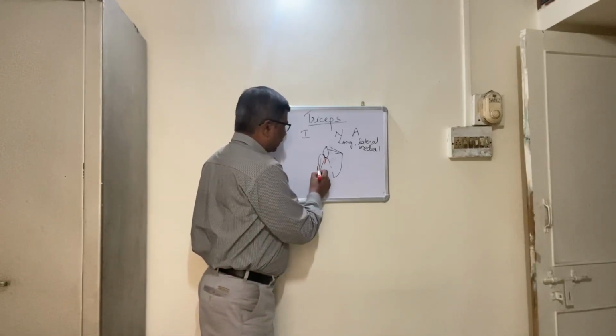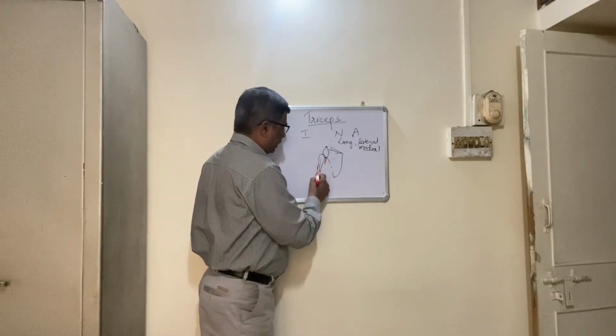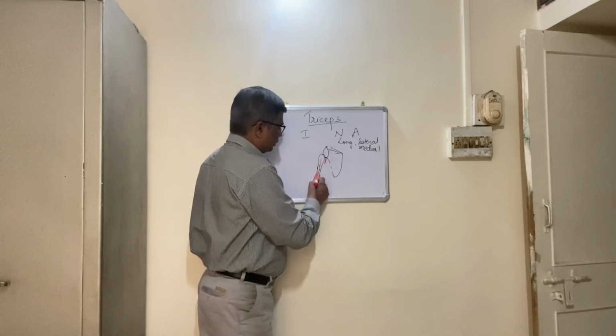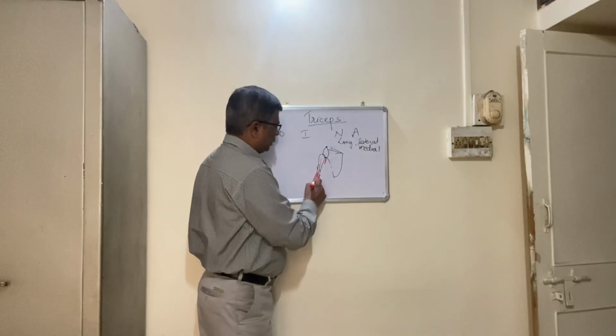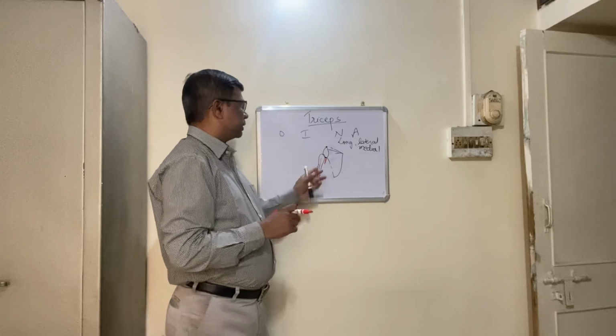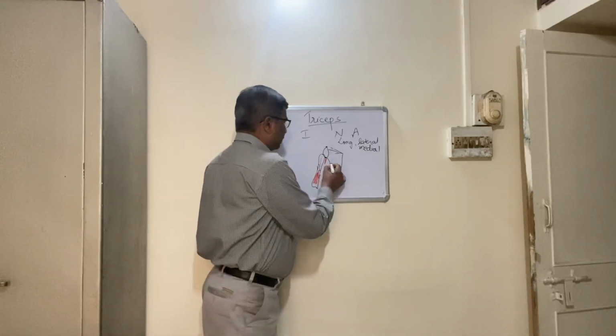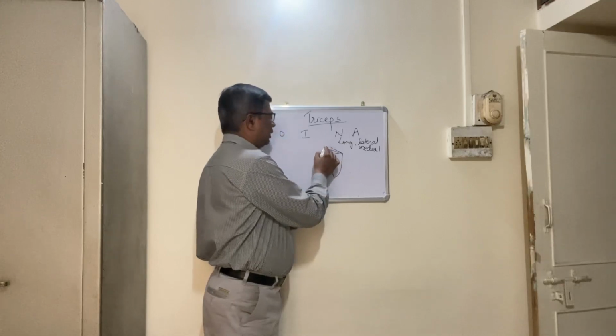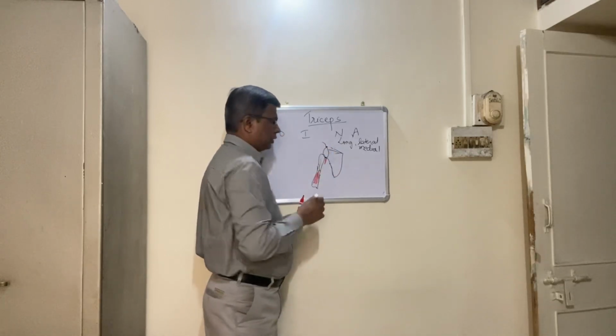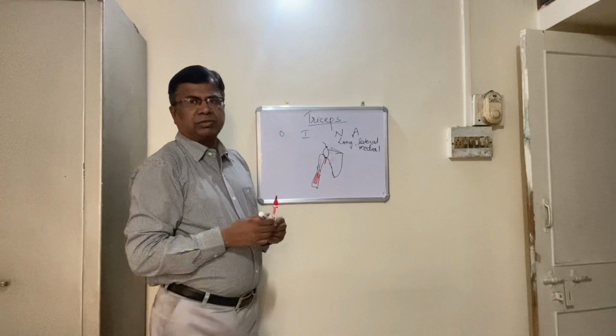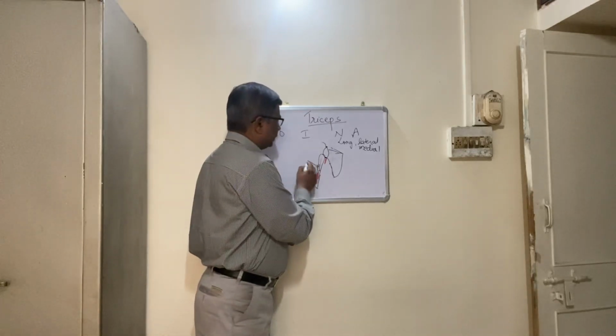And the medial head of the triceps arises from a triangular area from the posterior surface of the shaft of the humerus below the radial groove. So I hope it's clear. The diagrams are not up to the mark, but still I hope you have understood this. This is the scapula, this is the glenoid cavity, this is the supraglenoid tubercle, this is the infraglenoid tubercle, this is the posterior surface of the shaft of the humerus, and this is the radial groove.